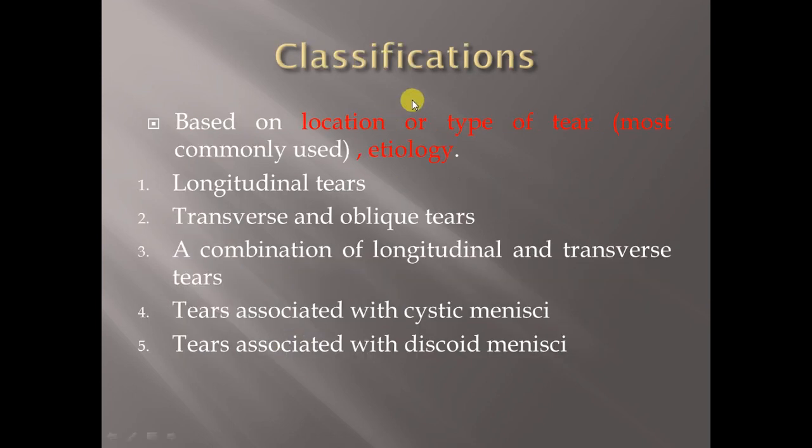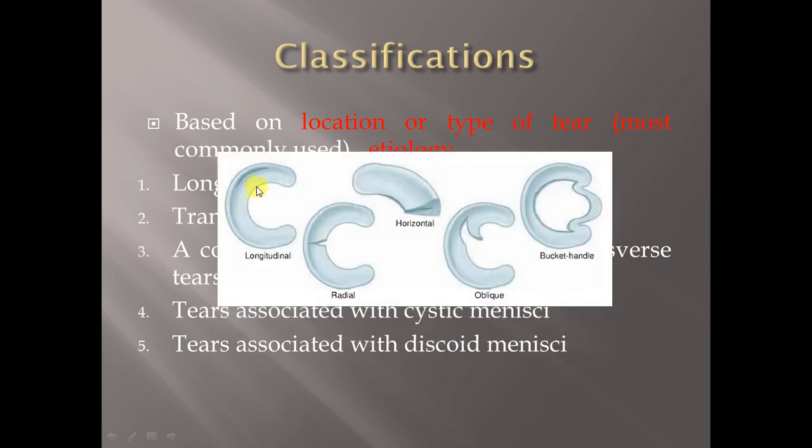Classification: there are a lot of classification types according to location, type of tear, and etiology. According to the shape: longitudinally oriented tears, transversally oriented tears, or a combination of both, or tears associated with a meniscal cyst or discoid meniscus as a source of pain. For example, this is the longitudinal tear, and if displaced, the bucket handle. This is the radial orientation. This is horizontal. And this is the flap, parrot beak, oblique tears.